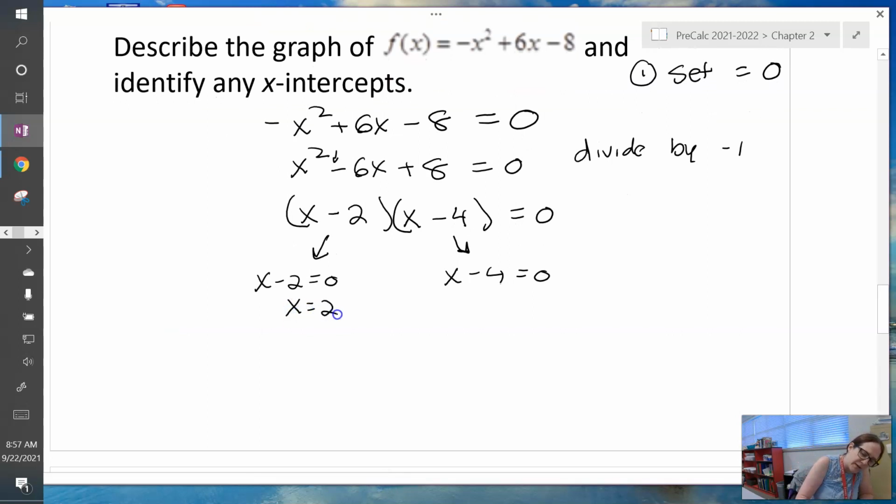Add 2 to both sides, x equals 2. Add 4 to both sides, x equals 4. So now my x-intercepts are 2 and 4.